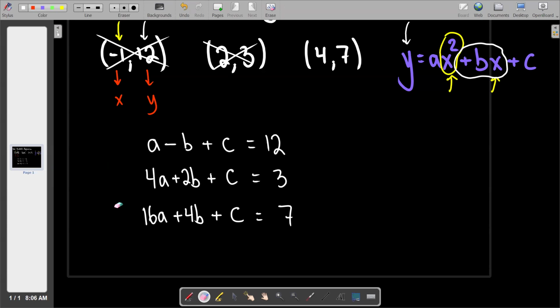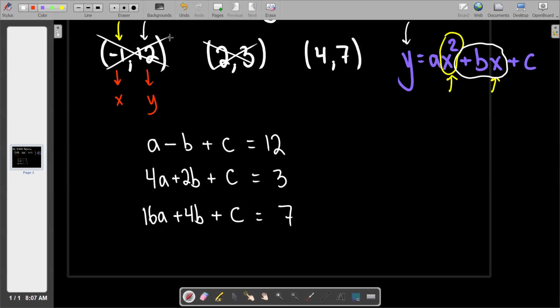Every one of them is factual because they go into the general form of a quadratic and they use the inputs of a point that we know the quadratic passes through. So these are all factual statements. So if we can find the values of A, B, and C that make this system true, then we have found our equation.